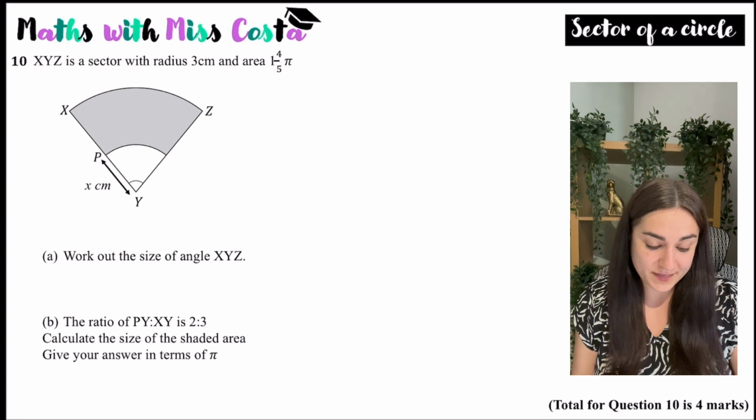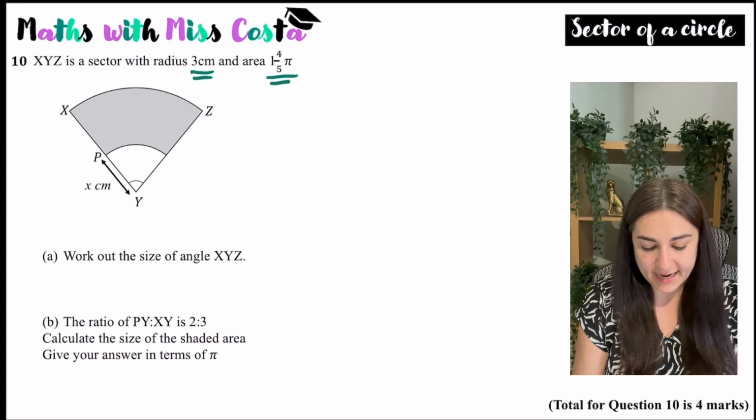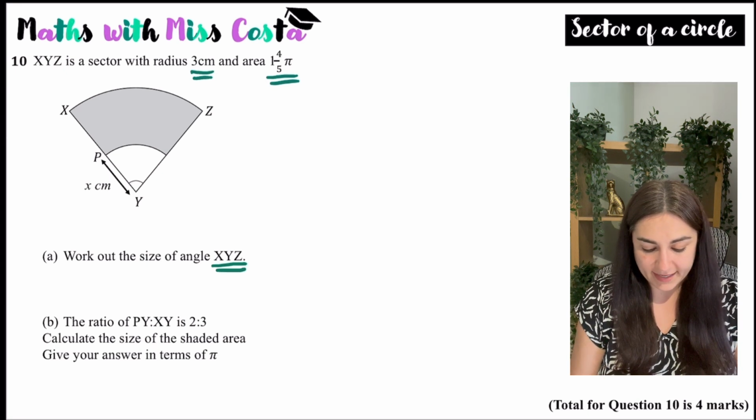Okay, so here I've been told that I have a sector of a circle with radius 3 centimeters and an area of 1 4/5 pi. I need to work out the size of the angle XYZ.